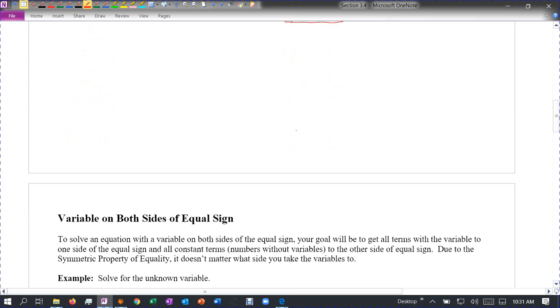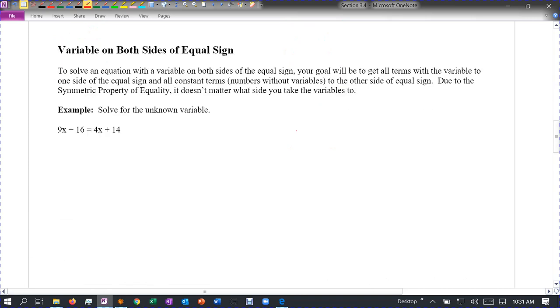Okay, now let's see what happens when our variable appears on both sides of the equal sign. So notice that we have a 9x here and we have a 4x here. What we want to do is get all of our x's by themselves on one side of the equation. So this is where you get to choose. You can try and get your x's or your variable on the left side of the equation, or you can try and get it on the right side. So let's just go with a kind of rule of thumb here that we're going to try and get the x's on the left side.